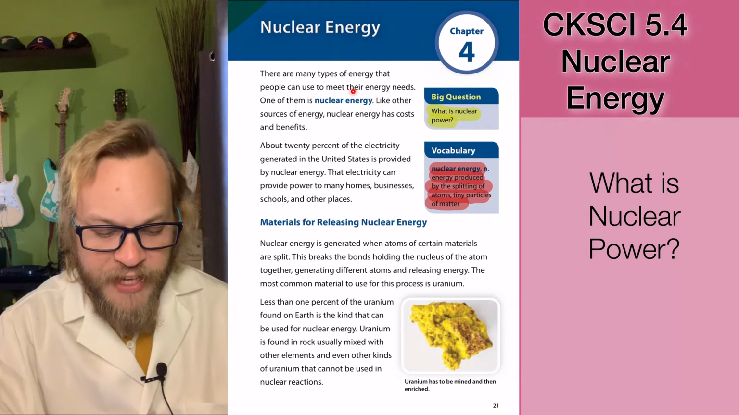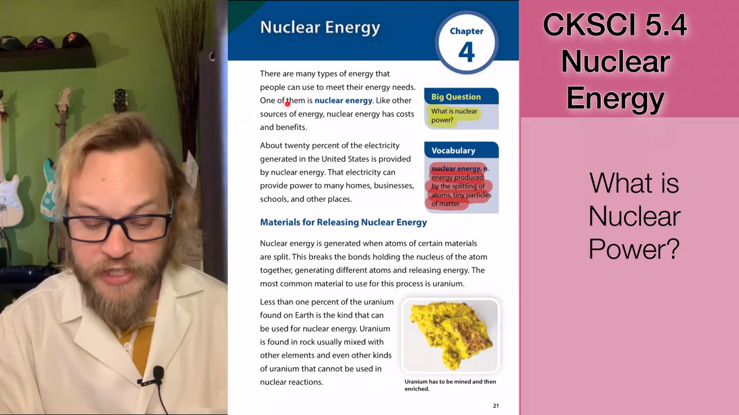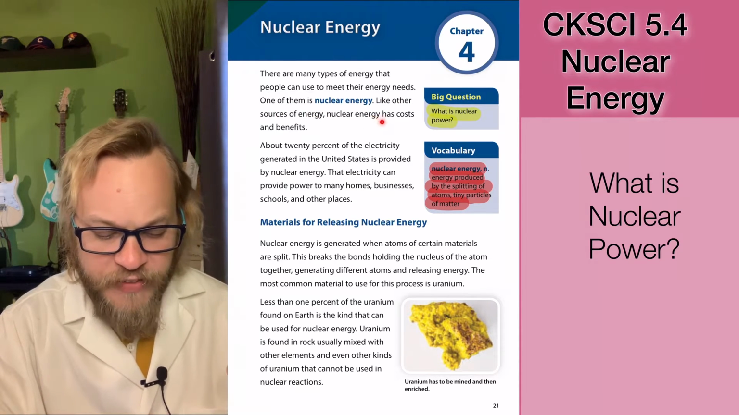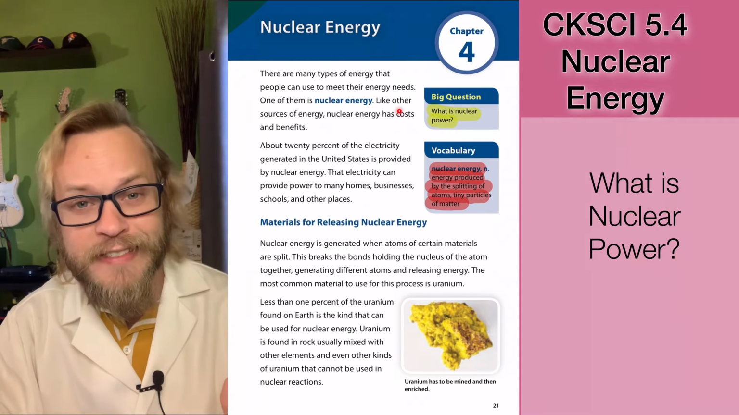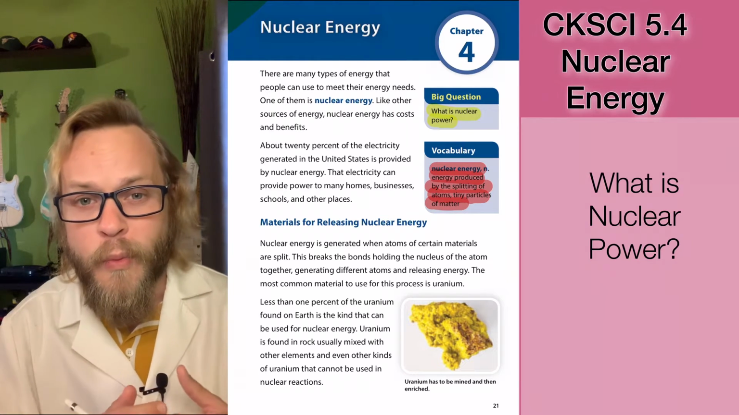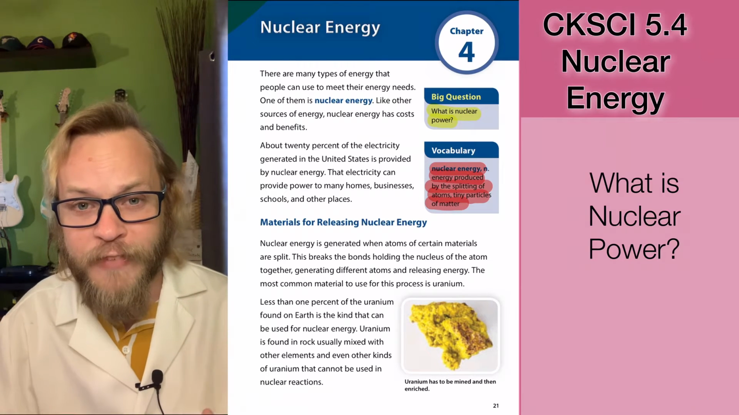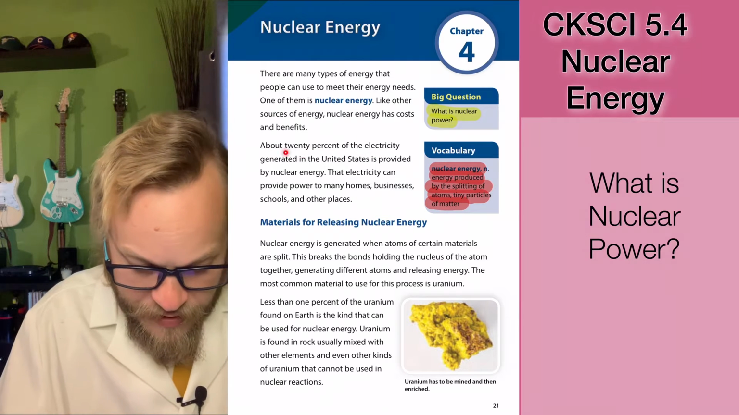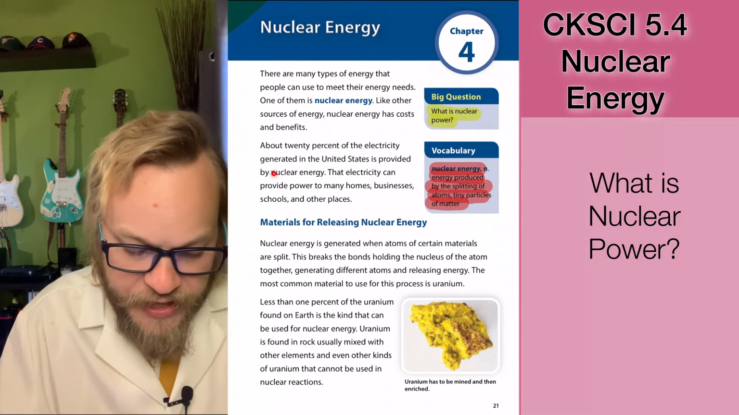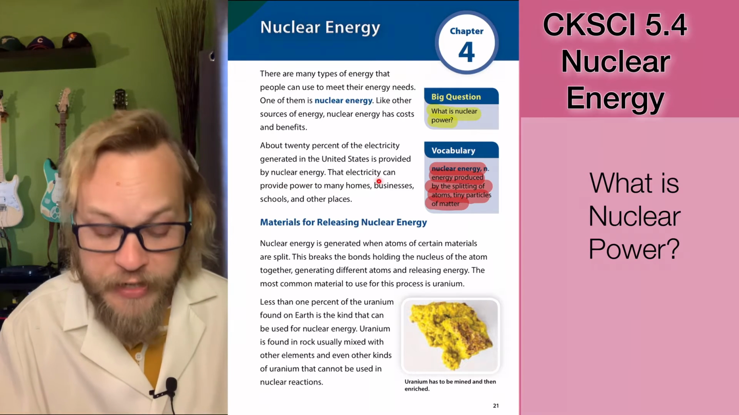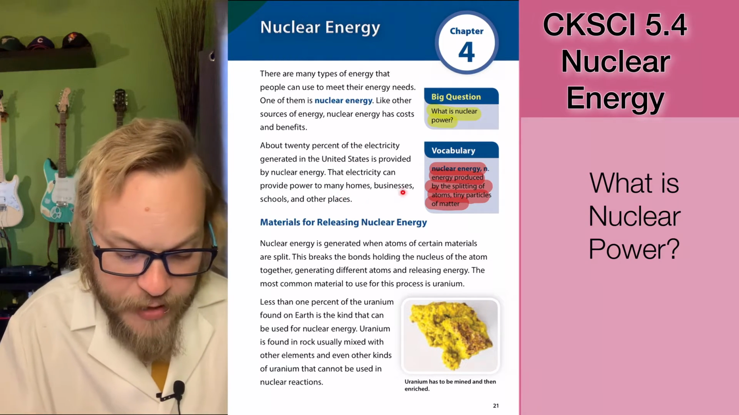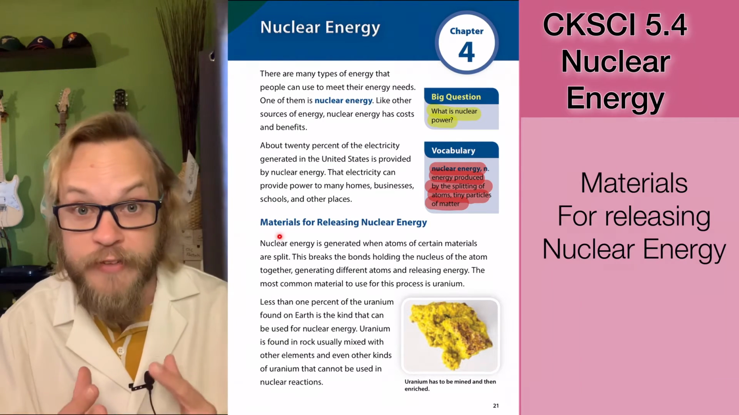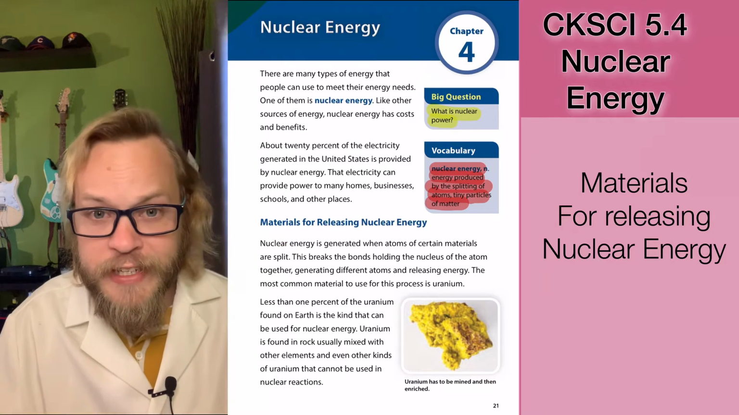There are many types of energy that people can use to meet our energy needs. One of those is nuclear energy. Like other sources of energy, nuclear energy has its costs and its benefits. What impact it has on our environment and what benefits it has for our society. About 20% of the electricity generated in the United States is provided by nuclear energy. That electricity can provide power to many homes, businesses, schools, and other places. Whole city of Phoenix.